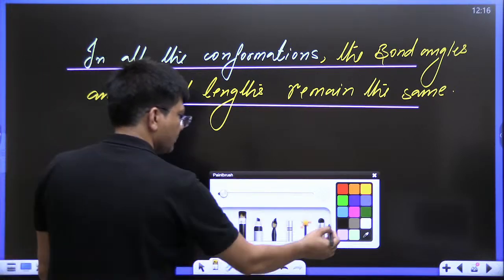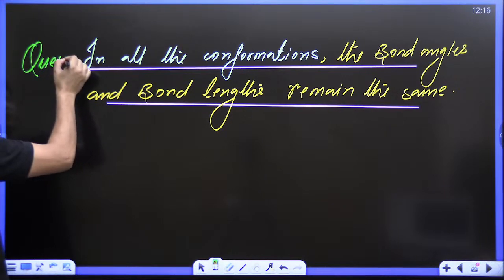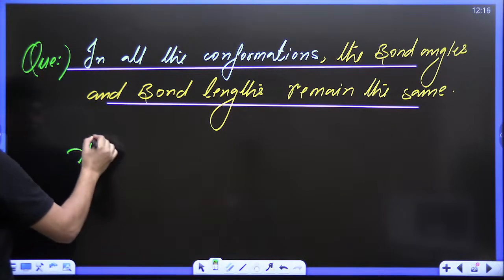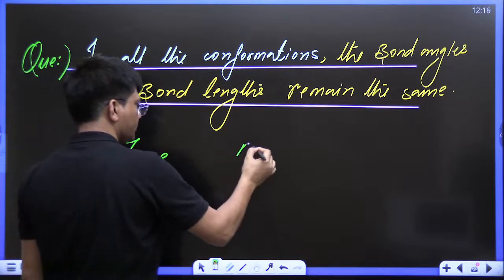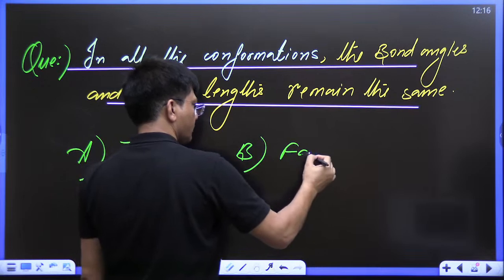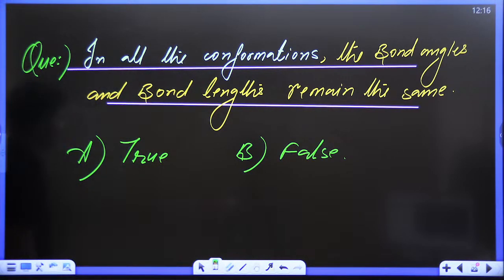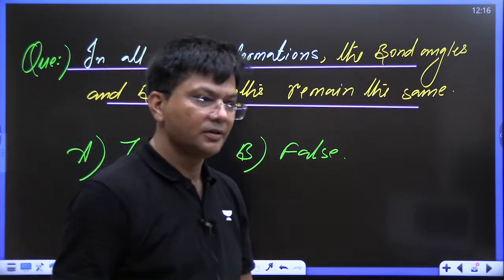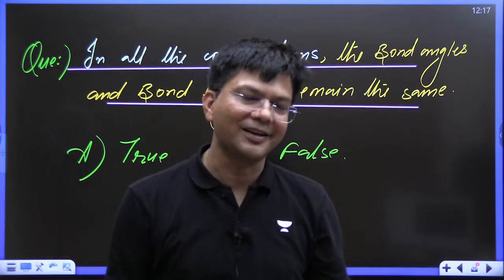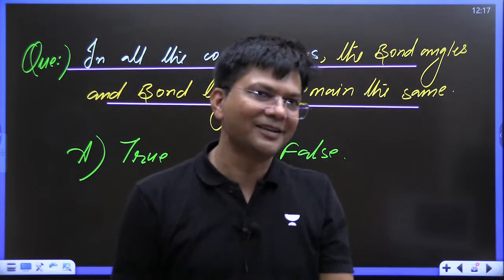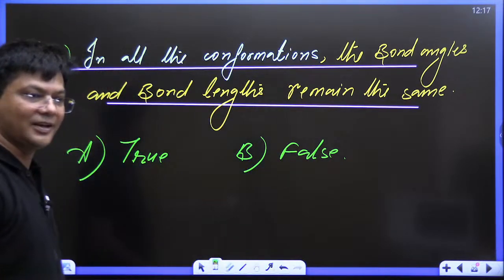This is the question, and do let me know, everyone. A for true, B for false. What do you think? Is this statement true or false? This question I have framed out from the NCERT. Don't think about whether it is given in NCERT or not. See, I've used NCERT.